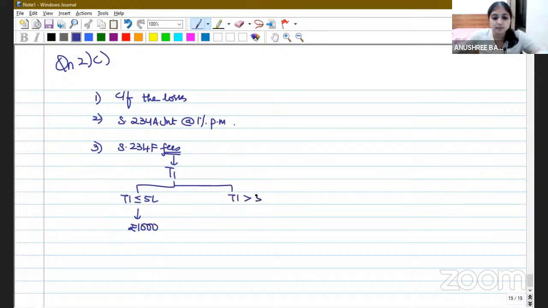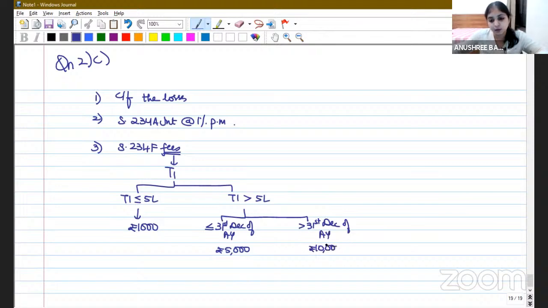If the total income is more than 5 lakhs, and if the assessee is filing a late return, but if he is filing the return before 31st December of the assessment year, then we will ask the assessee to pay 5000 rupees as fees. But if he is filing the return only after 31st December of the assessment year, then we will ask him to pay 10,000 rupees as fees. Right?